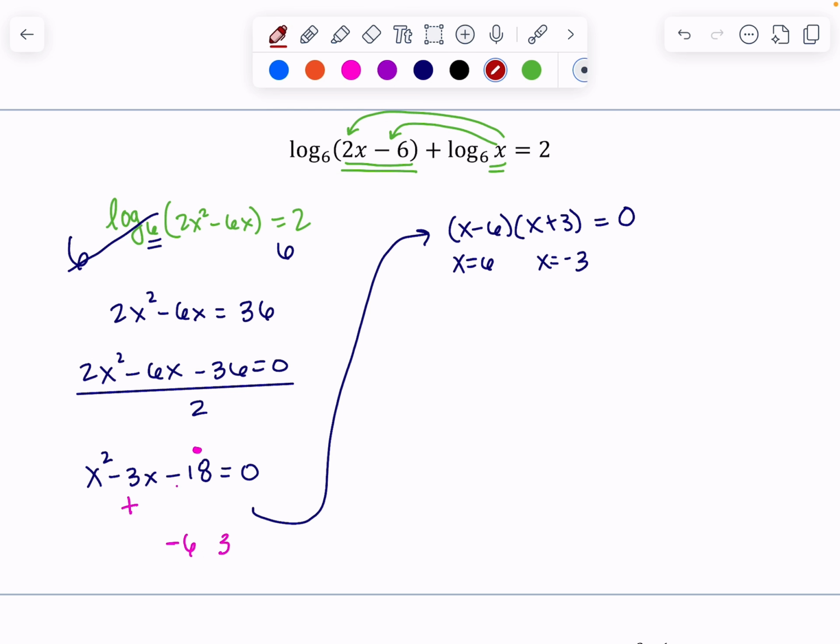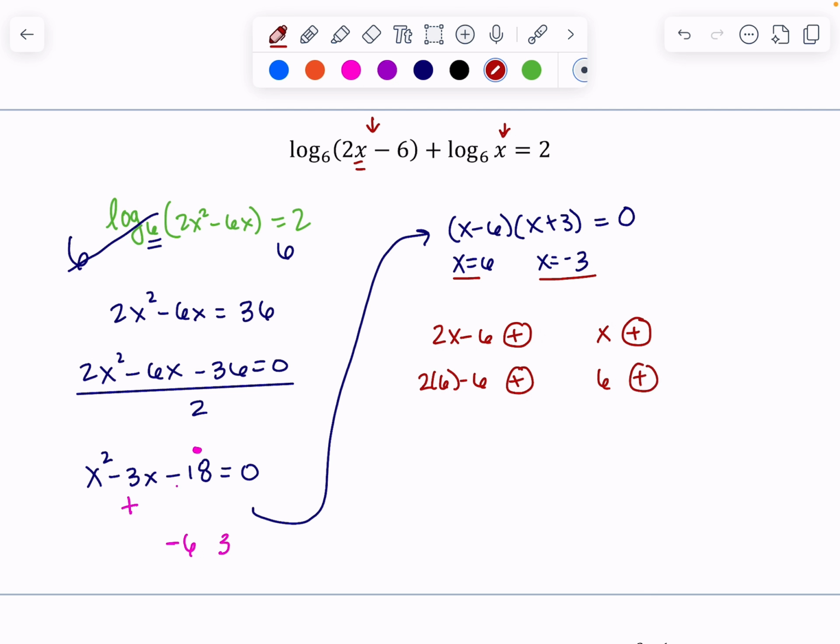We know that any argument has to be positive. So in this one, I actually have two arguments that have an x in it. Both of these must be positive. So 2x minus 6 must be positive, and x must be positive. I have to try both of my answers to see if they work. So for this one, it's going to be 2 times 6 minus 6. Well, that's 12 minus 6. That's going to give me a positive number. Here it's just 6. That's a positive number. 6 works.